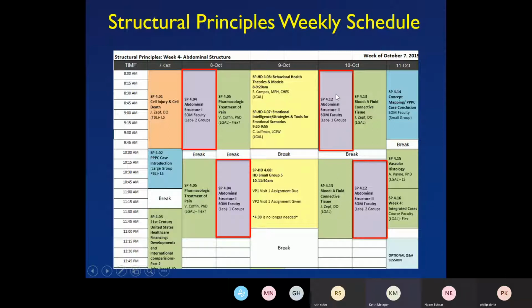The other nice thing about structural principles, it's organized by regional anatomy. So here we have our abdominal week. And if we were to go down further on the page, you would see that the students are actually doing the abdominal exam. One thing we did last year was we actually integrated ultrasound as well. So very relatively basic ultrasound into about 4 or 5 sessions.